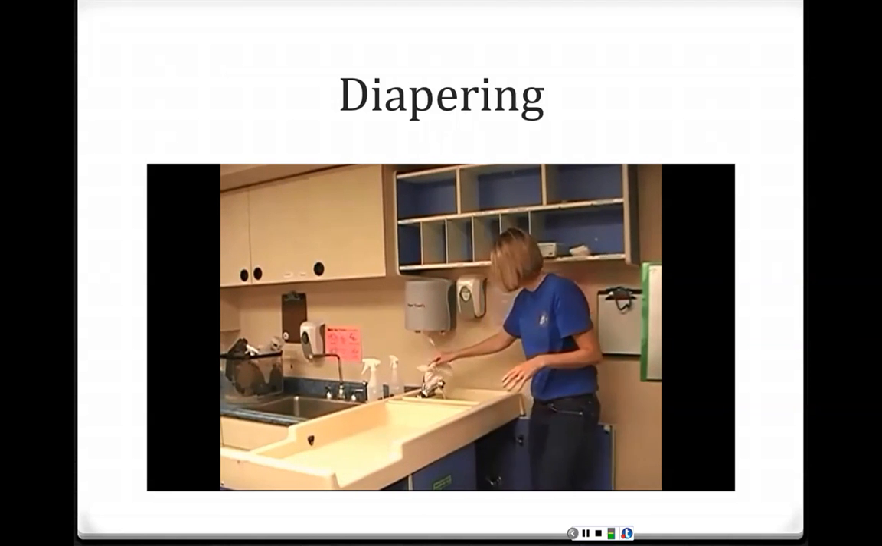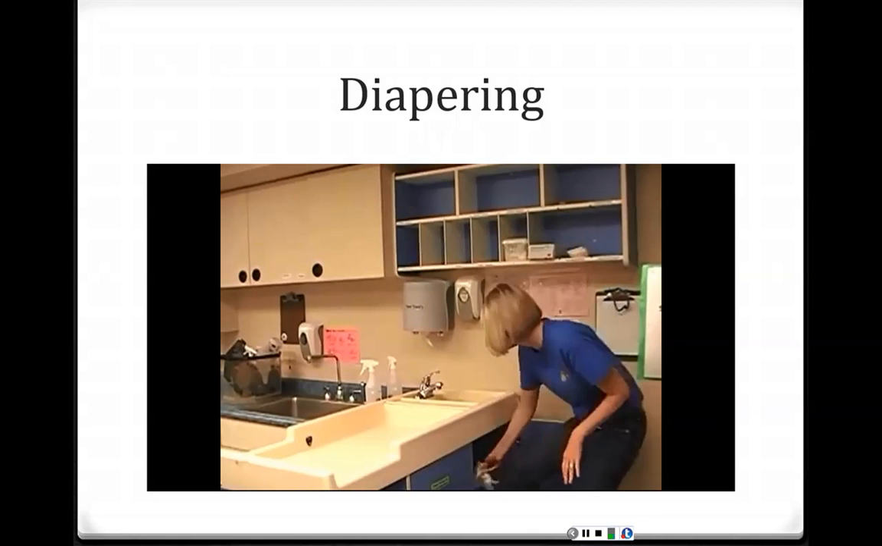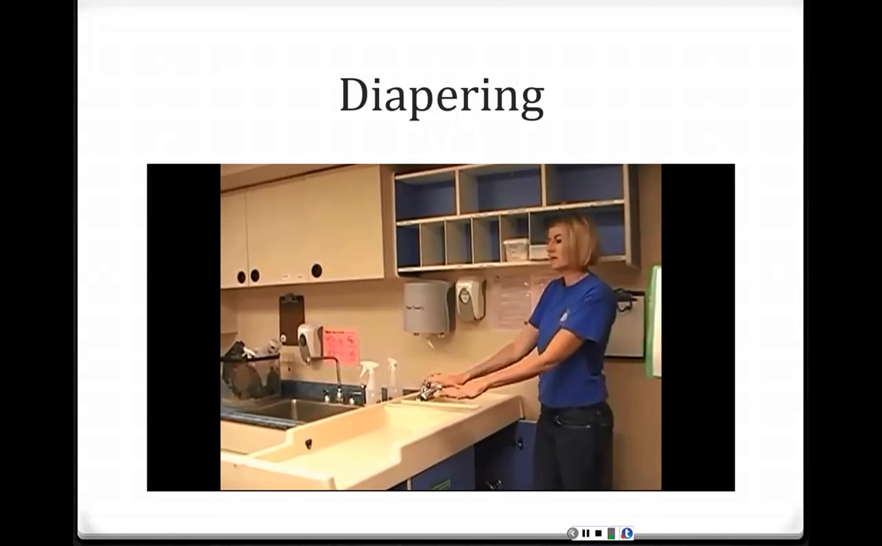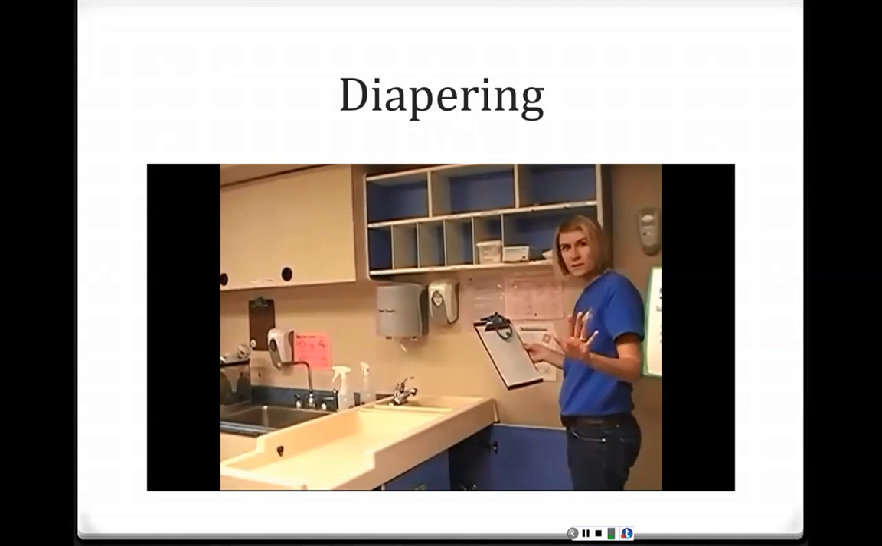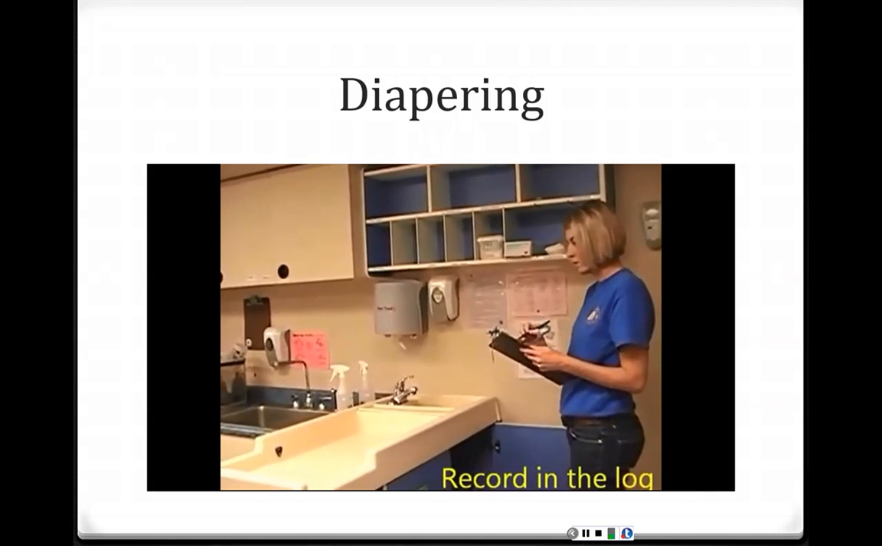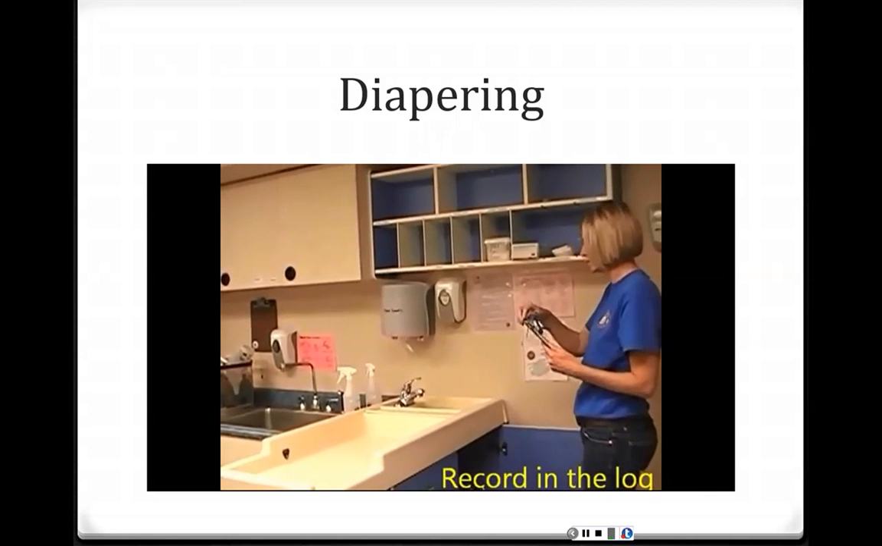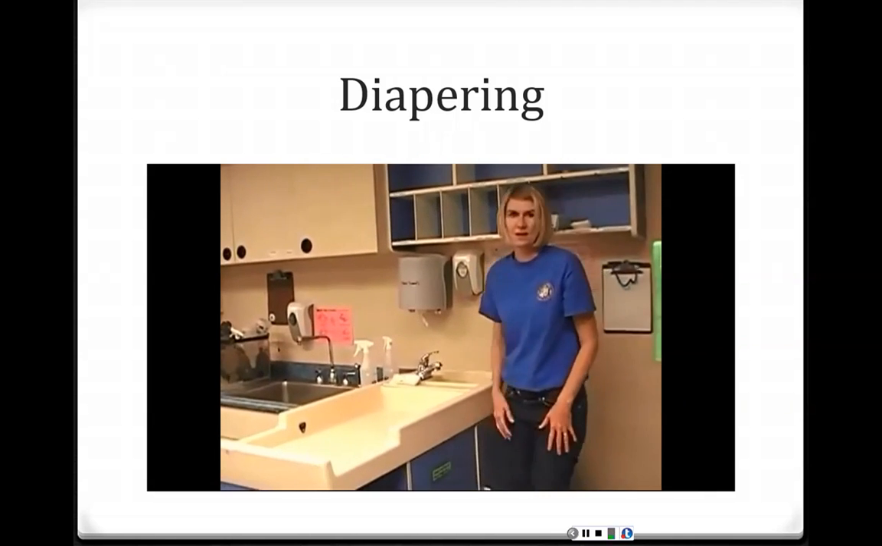And use the paper towel to turn off the faucet. Now, while the bleach is still on my table, I can grab the diaper changing cloth because my hands are clean. I can report what I just changed, and I'm ready to begin again.